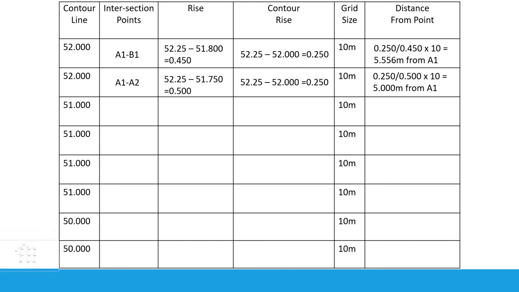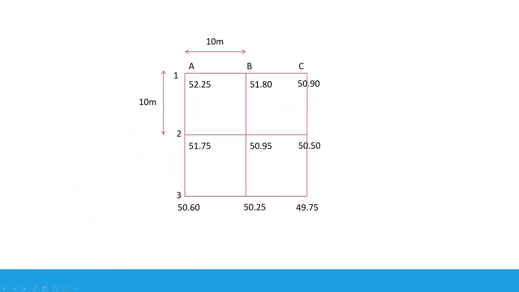Now we've done the contour line 52. We will repeat the same thing for 51. Let's see, where do we have 51? This is our grid. So here we have 52. We've done from these two, we have 52. Let's see if we have 51 as well. When I move from 51.8 to 52, I don't have any 51. When I move from 51.7 to 52, I don't have any 51. From 50.9 to 51.8, I have 51 here.